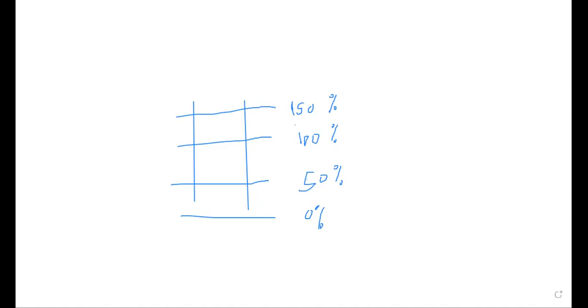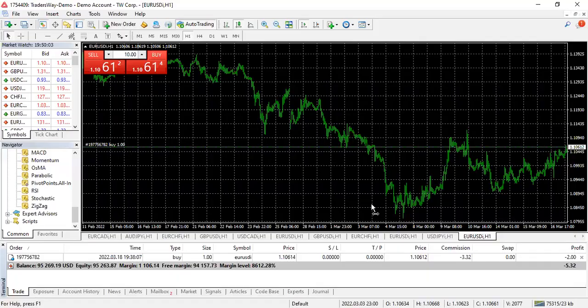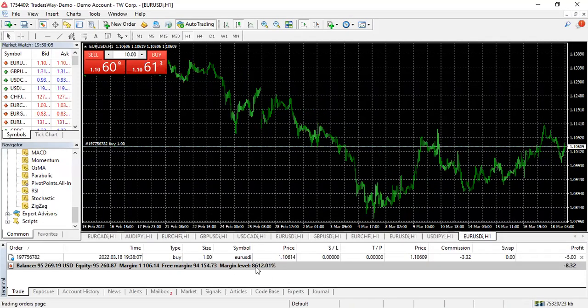Let me go back to the MT4. So this is my margin level. Currently I have 8,612 margin level. When this decreases, when I start having too much floating loss here, it will affect my margin level. And when it affects my margin level, I can have a margin call from my broker that my account is at risk.